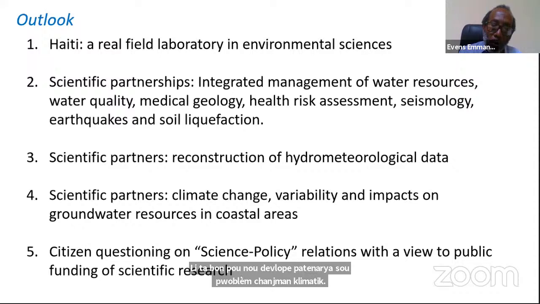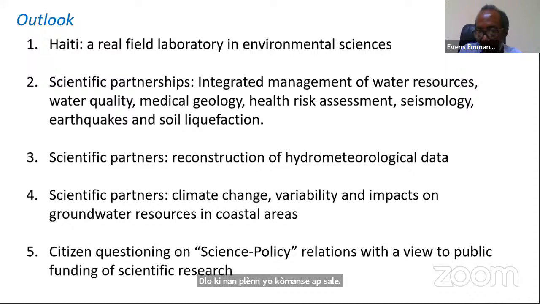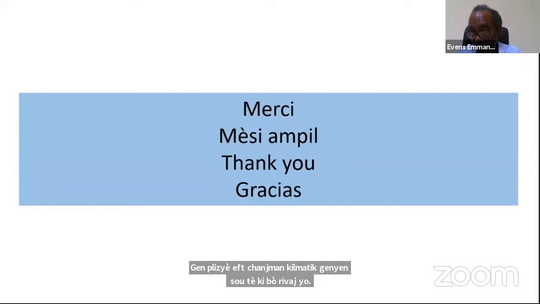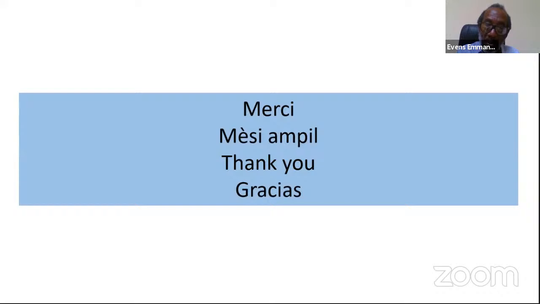It's very important to make a correlation between climate change and the increase of sea level, in order to understand the different effects of that phenomenon on groundwater quality, particularly in coastal zone in Haiti. But the most important thing to finish is the possibility to develop citizen questioning on science policy relation, to see when the state, the government of Haiti will accept to finance scientific research. Thank you very much. I'm sorry for my English pronunciation. So I try to answer, if possible, to the forum.